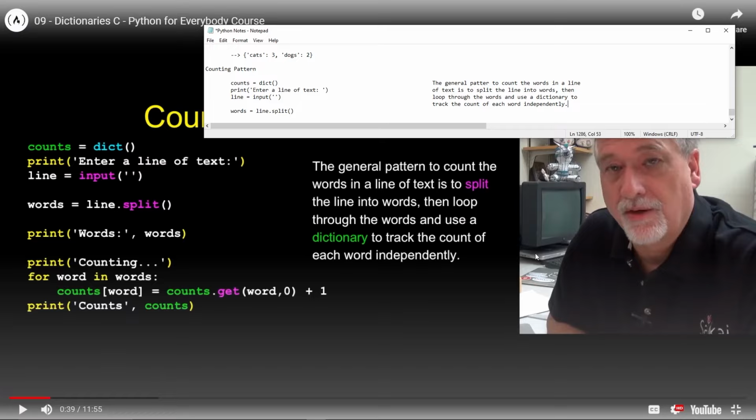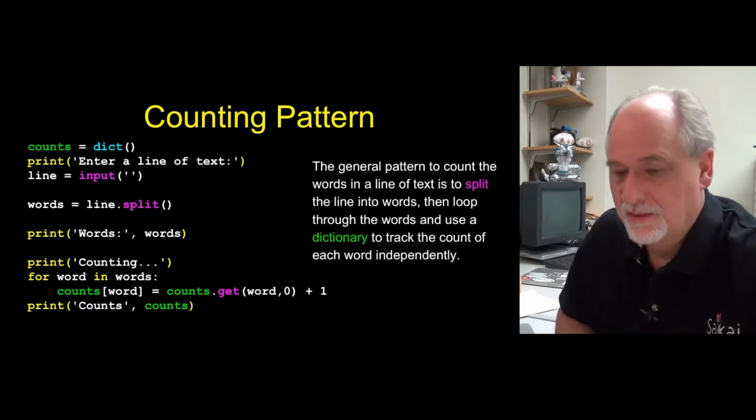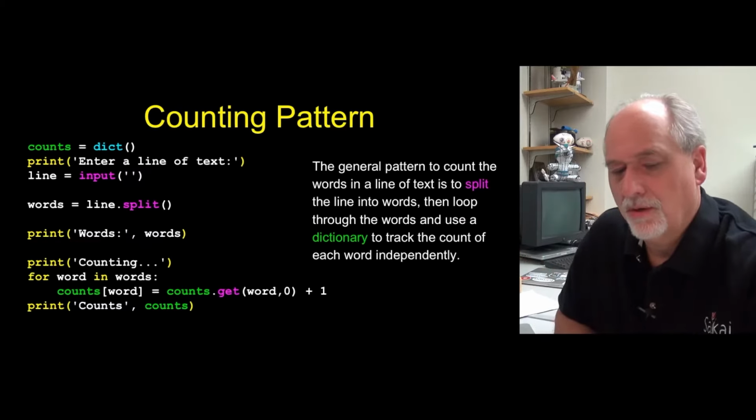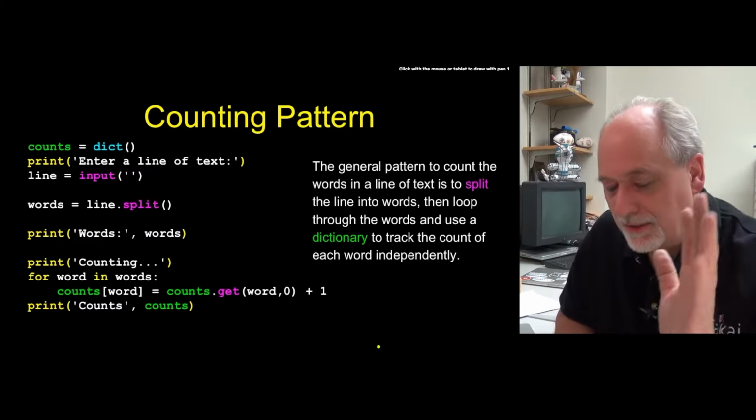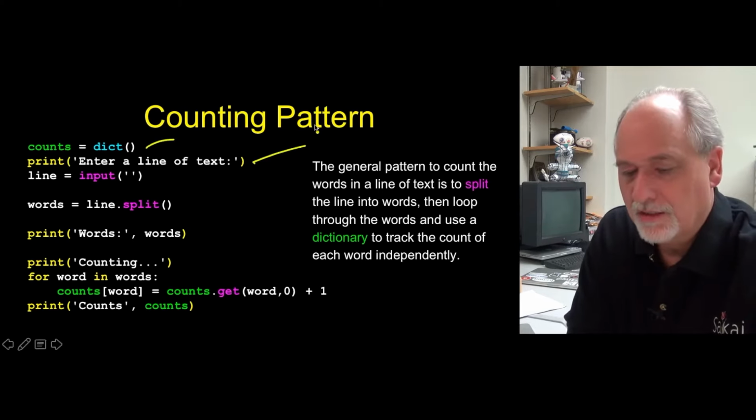Anyway, so this is cool. Let's go. We're going to take a line, and later we'll read this in a file. This is just an adaptation, an improvement of the previous thing. We're going to start with an empty dictionary, ask for a line of text and read it in, and then we're going to use split.